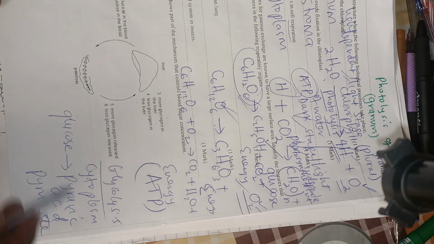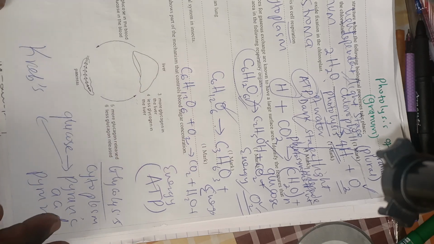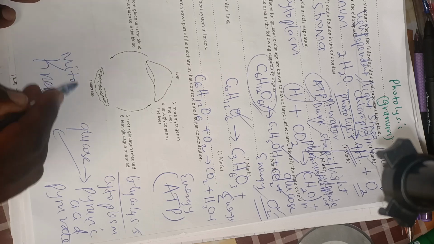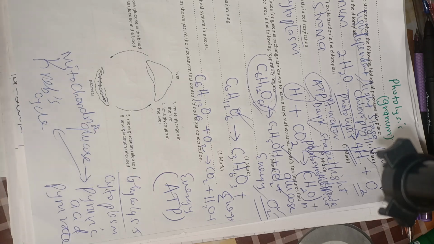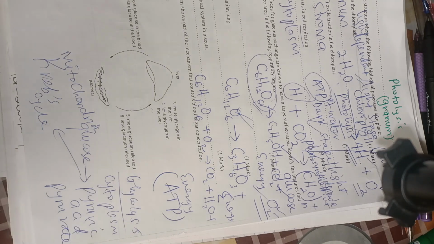Then the pyruvic acid can get taken to what we call the Krebs cycle, and the Krebs cycle occurs in the mitochondria. This is where the pyruvic acid or pyruvate can get completely broken down in the presence of oxygen to give us carbon dioxide, water, and energy in both plants and animals. So Krebs cycle in the mitochondria. Glycolysis, partial breakdown of glucose to give us pyruvic acid or pyruvate in the cytoplasm. Okay, I think that is well sorted.